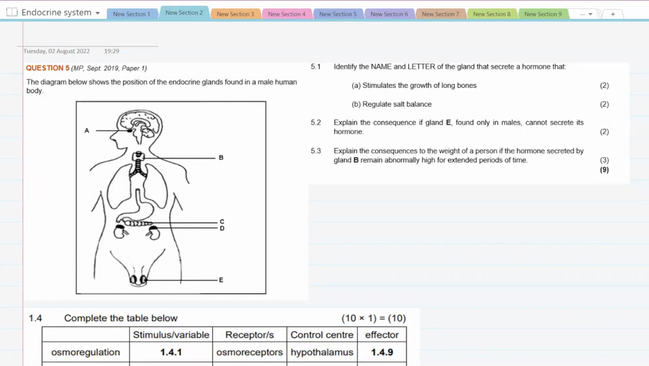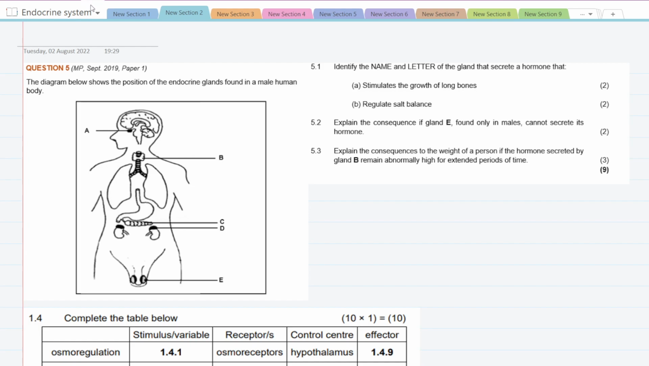Now, here's one example that looks at the endocrine system. It is a system because it's a group of organs that are working together. So it is more so focusing on the location of the endocrine glands in the human body. So here we have question 5 that says, now the diagram below shows the position of the endocrine glands found in a male human body.